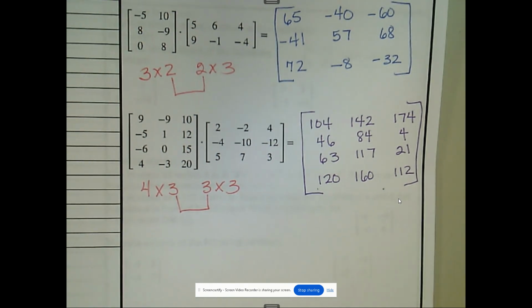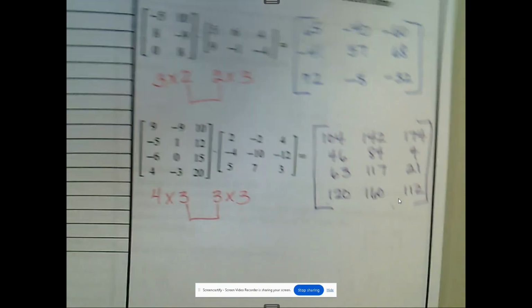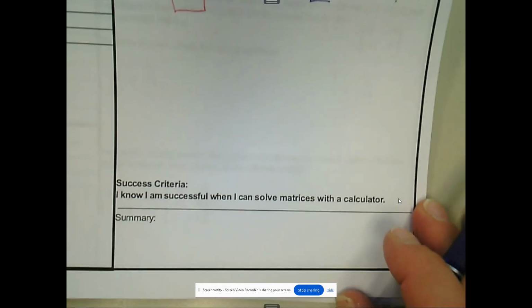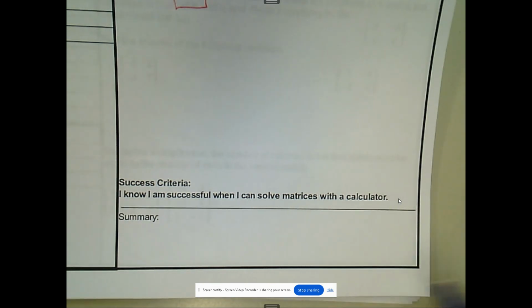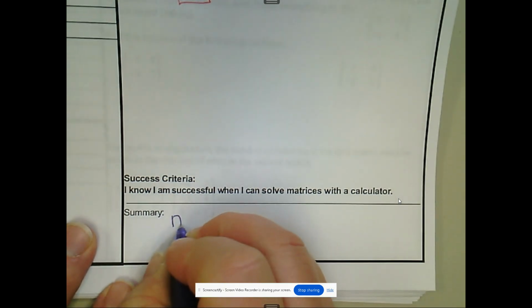You can do the same thing with adding and subtracting. To add or to subtract, you have to remember that you must have the same size matrices to do that. If they're different sizes, it just simply doesn't work. I know I'm successful when I can solve matrices with a calculator. So this is matrix multiplication.